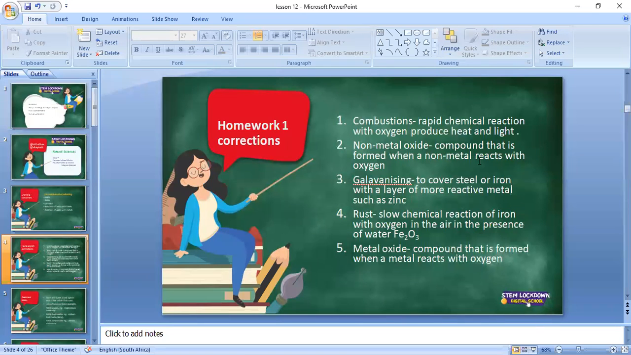Pearl, please tell me if I've got any outstanding question that I need to answer. So grade 9s, you've defined the following terms.